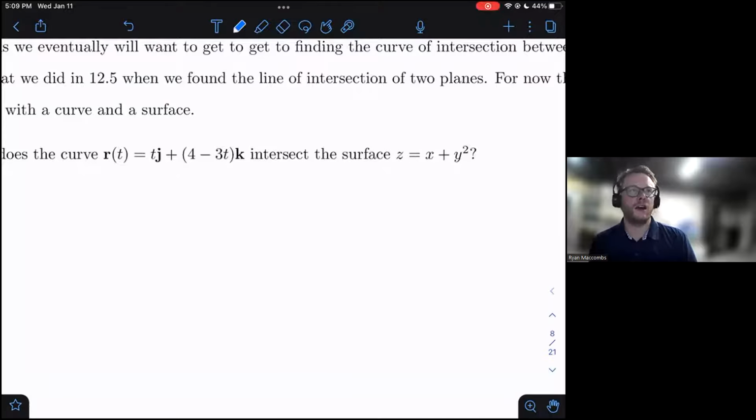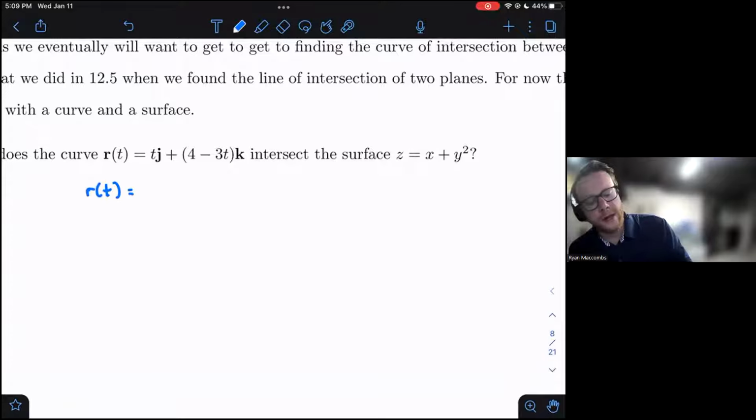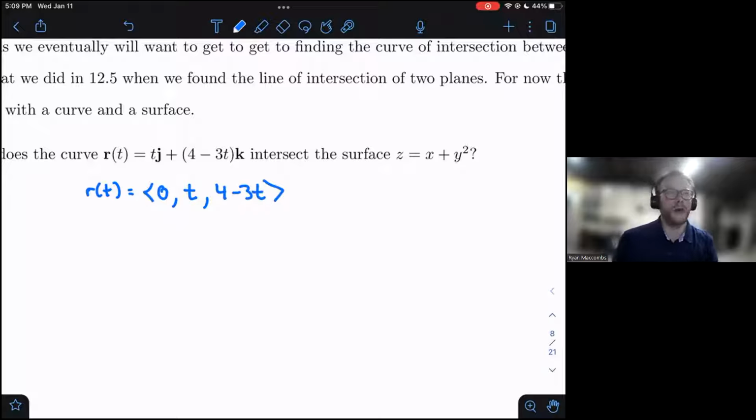So we have a curve, which, by the way, if you'd like to, you can write this in the angled bracket notation. And you can clearly see there are no i components. So there's 0 for i, t for j, and then 4 minus 3t for your k component. So if this helps you, I would recommend switching to this angled bracket notation. And we want to know, where does this intersect the surface?